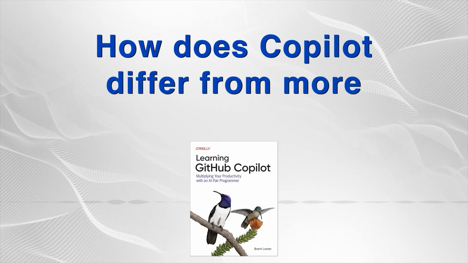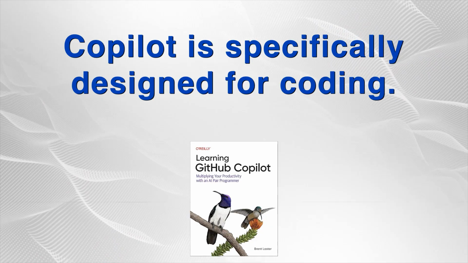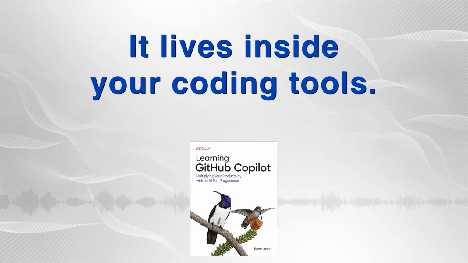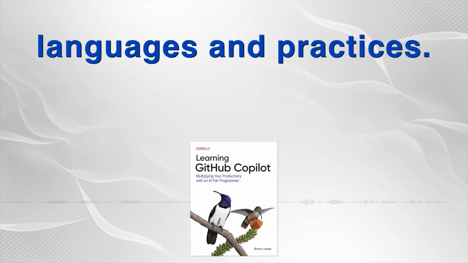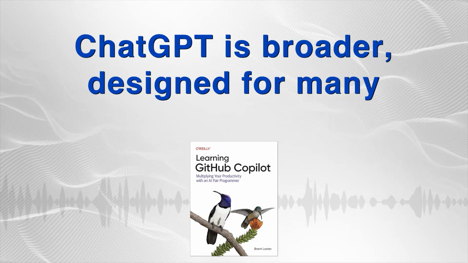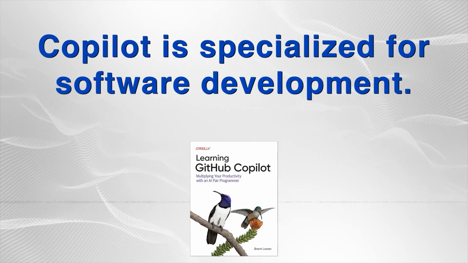How does Copilot differ from more general AI tools, perhaps like ChatGPT? Copilot is specifically designed for coding. It lives inside your coding tools. Its training is focused on programming languages and practices. ChatGPT is broader, designed for many kinds of text generation. Copilot is specialized for software development.